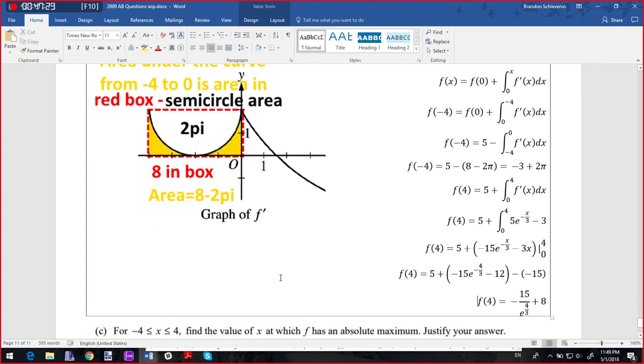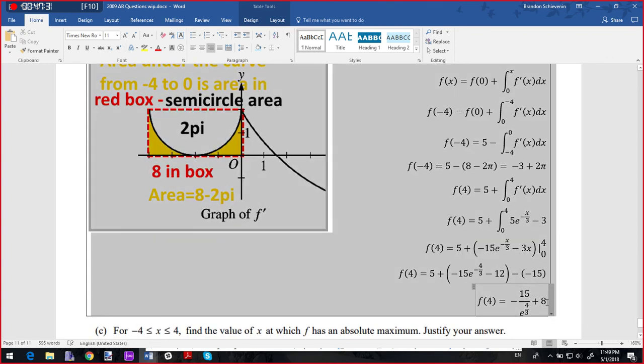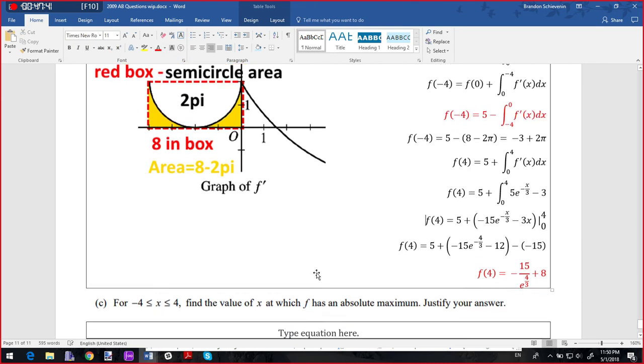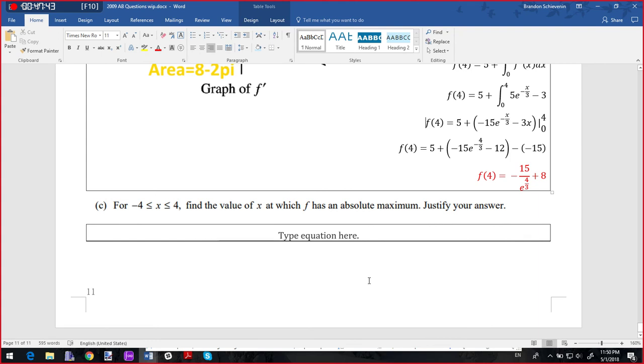And that's all they asked us to do. So I've got our two answers. I'm going to highlight in red because they're kind of hidden right now. So I found f of 4 and I found f of negative 4. Okay. Last part of the last question: I need to figure out at what value f has an absolute maximum and then justify the answer.